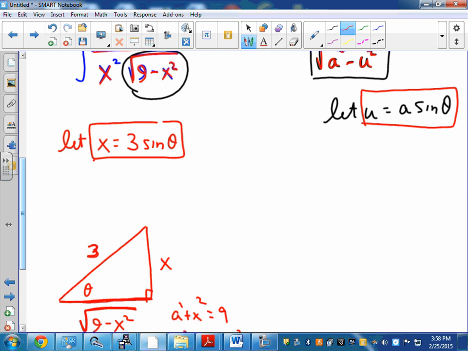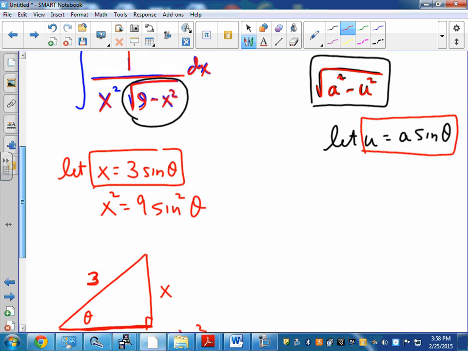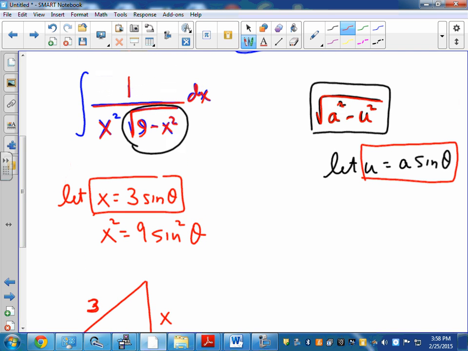If x is 3 sine theta, we know x squared is 9 sine squared theta. And the reason I'm going to need that is because in this particular problem, there is an x squared. And what else do we need? We need to know what dx is. So if x is 3 sine theta, we know dx is going to be 3 cosine theta d theta. And I need to know that because that's also in the original problem.